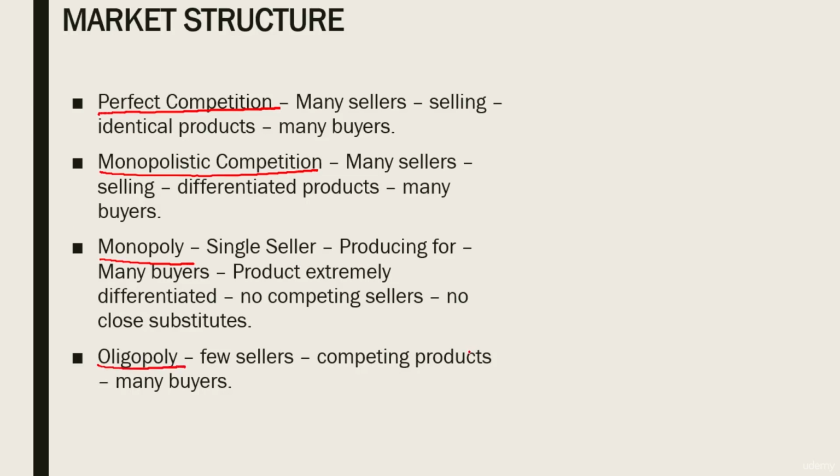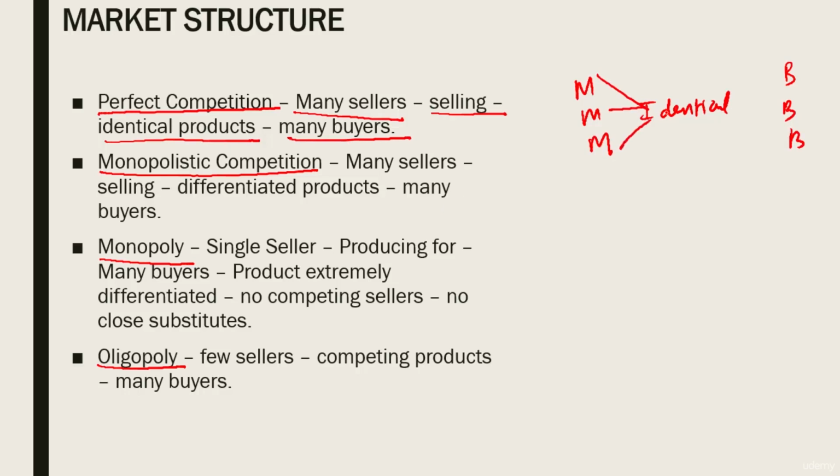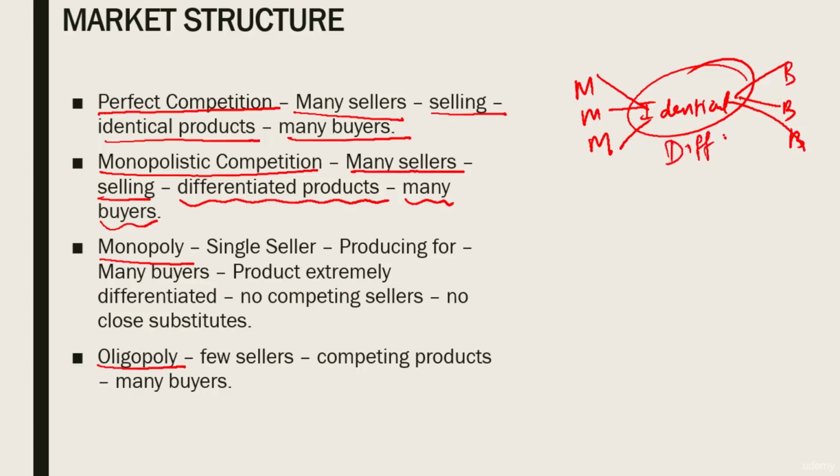What is perfect competition? In perfect competition, there will be many sellers selling identical products to many buyers. So that is a perfect market. Then what is monopolistic competition? In monopolistic competition, you have many sellers selling differentiated products to many buyers. So what is the difference between perfect competition and monopolistic competition? In perfect competition, identical products are sold, whereas in monopolistic competition, differentiated products are being sold.